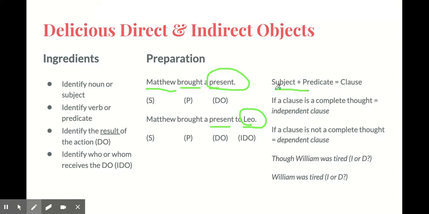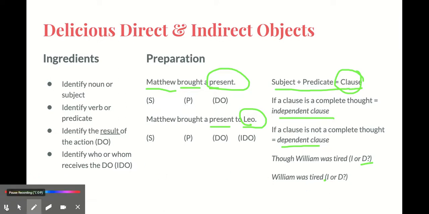The subject and predicate equals a clause. If the clause is a complete thought, then it is an independent clause. And if it's not a complete thought, it is a dependent clause or a fragment. Though William was tired is a dependent clause or fragment. William was tired, you can even put a period there because it is an independent clause, a complete thought.